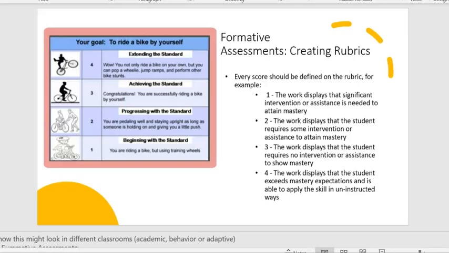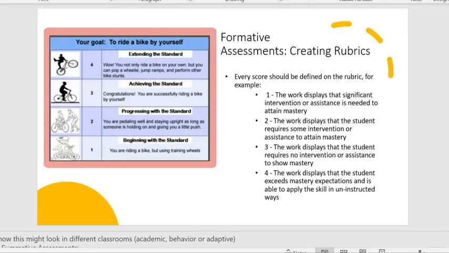skill in uninstructed ways. So if we look to the left here, if the goal is to ride a bike by yourself, if we're looking at number 1, they're riding the bike but using training wheels. So they're beginning with the standard. And that correlates to the number 1 that we just spoke about on the right-hand side. If you look at number 2, they're progressing with the standards. So they're pedaling well, they're staying upright, but somebody has to be holding on and giving them a little push.